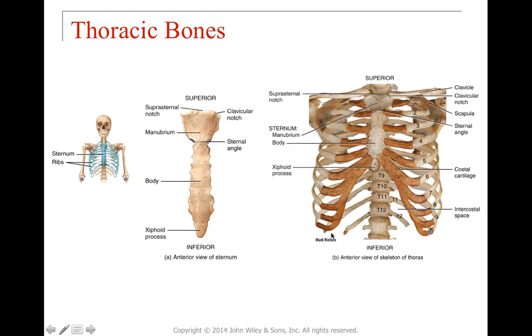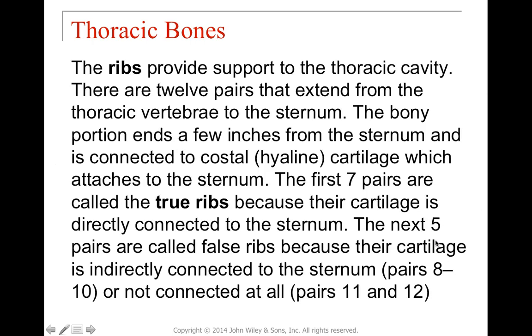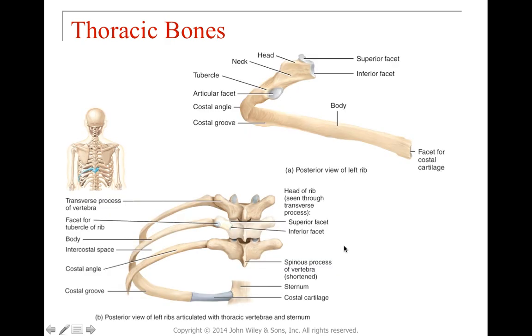So for 11 and 12, these ribs back here, the cartilage is not connected. For 10 through, I think it's 5, right? So yeah, 6 through 10, they're all going to be connected in one spot. So 1 through 5 are true ribs, 6 through 10 are false ribs. Actually, pairs 11 and 12 are false ribs as well, but they're just not even connected.